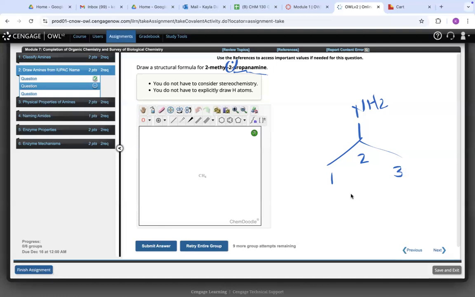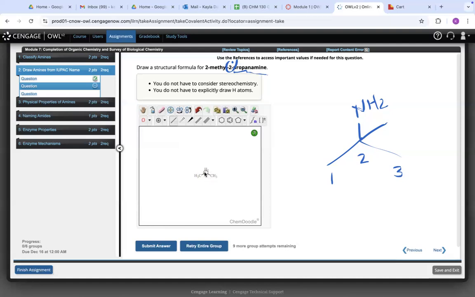So the next, I have a methyl group. So that's a 1 carbon branch also coming out of carbon 2. So my molecule is going to look something like this. So I'm going to start by grabbing that single bond tool and making the main chain. So 1, 2, 3. There's my main chain.